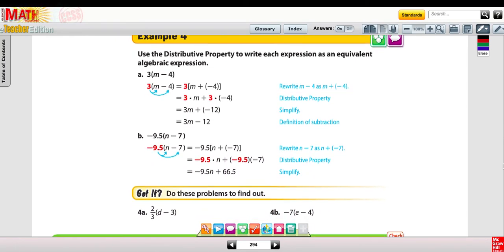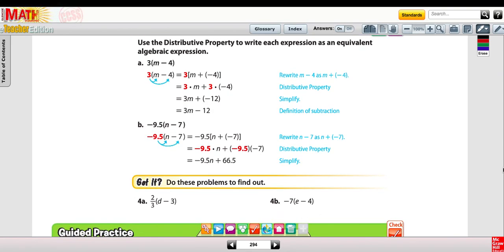Finally, we're going to be doing a few more of these problems of distributing what's on the outside to the inside. So in this case, 2/3 times d is simply 2/3 d. And then 2/3 times 3, we're going to put a minus sign there, and we're going to get -2. And finally on 4b, -7 times e is -7e. -7 times -4 would be +28.